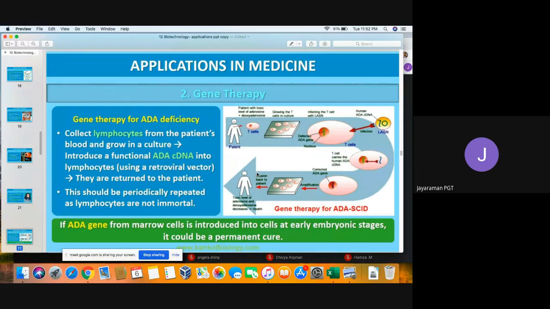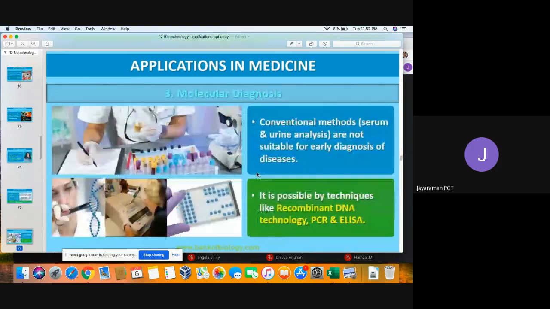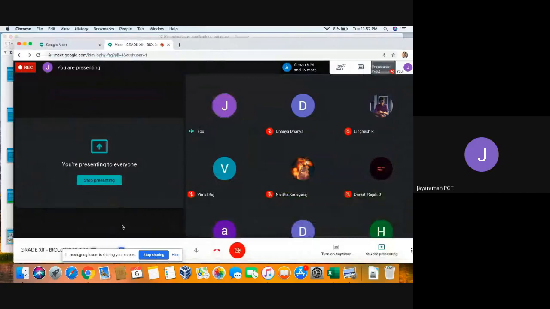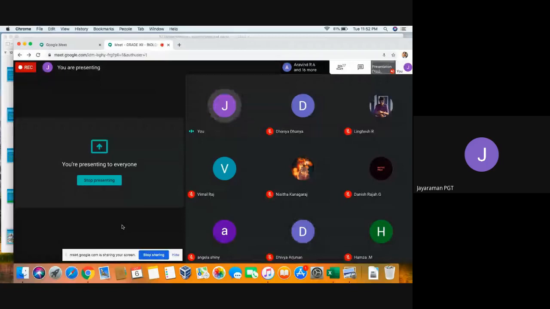So this is ADA, and the next application is molecular diagnosis. Any doubt in this ADA? Any doubt, anybody? What is ADA? Adenosine deaminase, an enzyme required for the formation of the blood cells. The immune system depends on blood cells, especially B lymphocytes and T lymphocytes. Both cells won't be produced if the enzyme is not there.